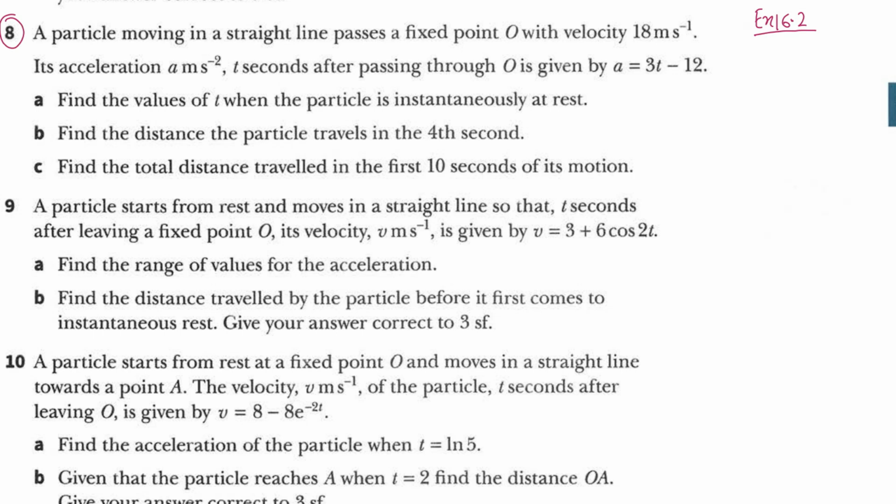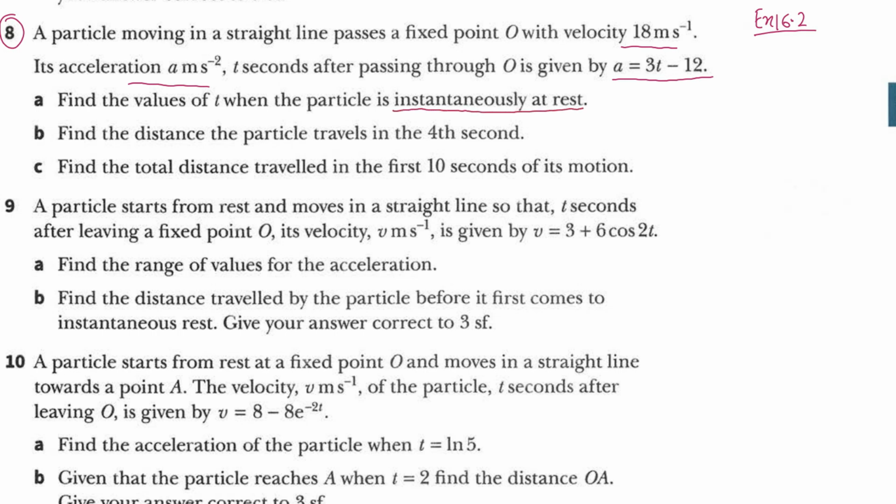It is written there: a particle moving in a straight line at fixed point O with the velocity 18 meters per second. Its acceleration a, t seconds after passing through O, is given. Acceleration expression is given here. Find the values of t when the particle is instantaneously at rest.